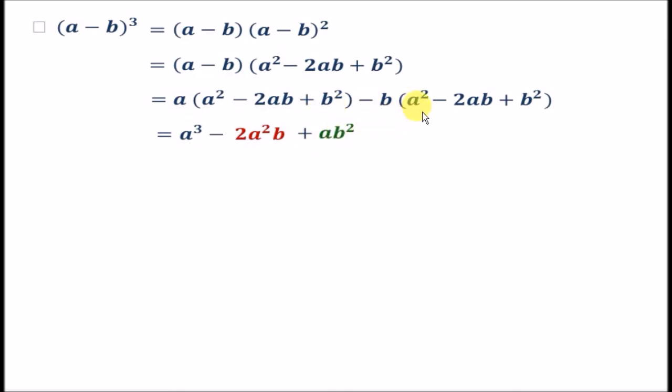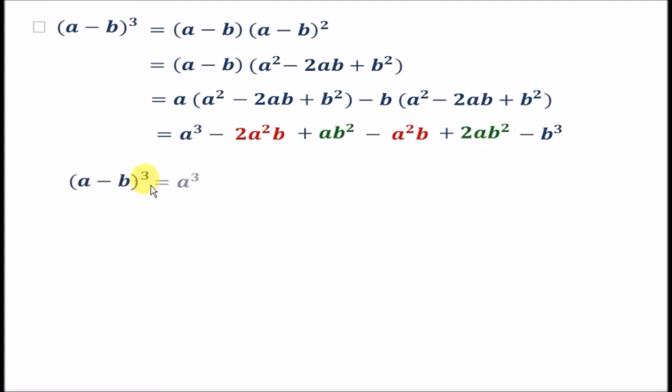Minus into plus, minus a square b. Minus into minus, plus, the sign will change, 2ab into b, 2ab square. Minus into plus, minus b into b square, minus b cube. So now the terms in red and the terms in green are like terms, so they can be computed.